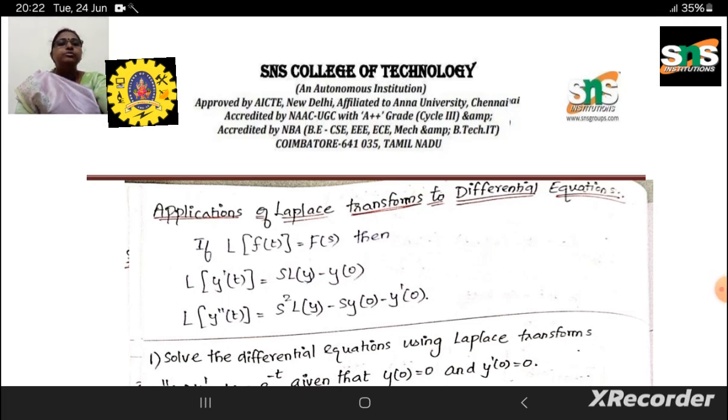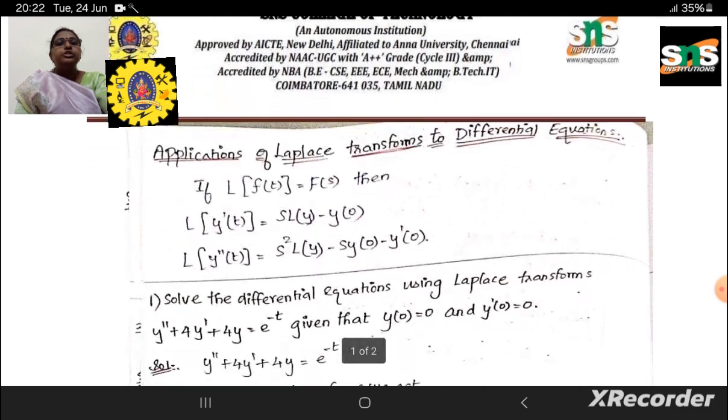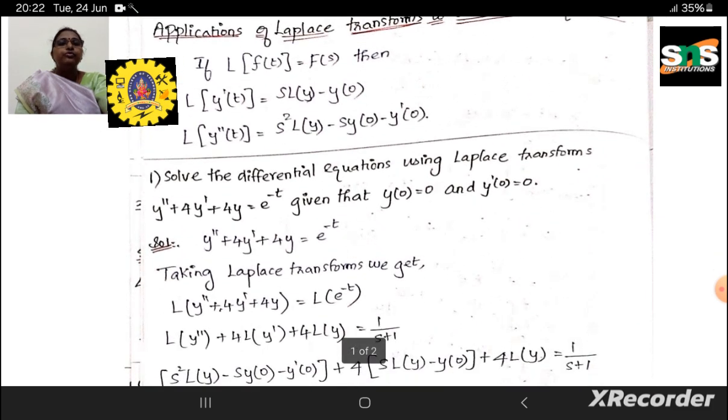Today we are going to discuss applications of Laplace transform to differential equations. This belongs to Laplace transforms. Before going to the application, we want to know two formulas.